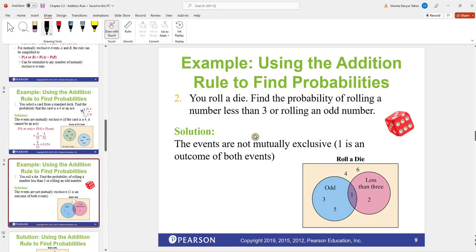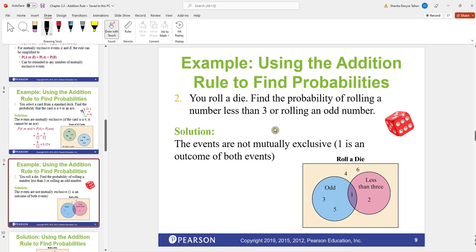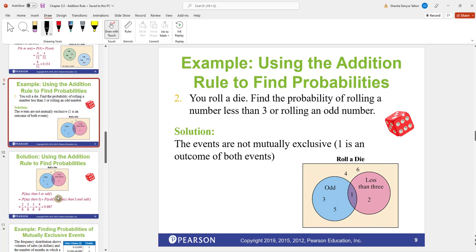The next example is you roll a die, find the probability of rolling a number less than 3 or rolling an odd number. These are not mutually exclusive because the first part is you roll a number less than 3. So less than 3 would be 1 and 2. Or you roll an odd number. If you roll an odd number on a die, you can get 1, 3, and 5. So as you can see, 1 is common in both of those events.